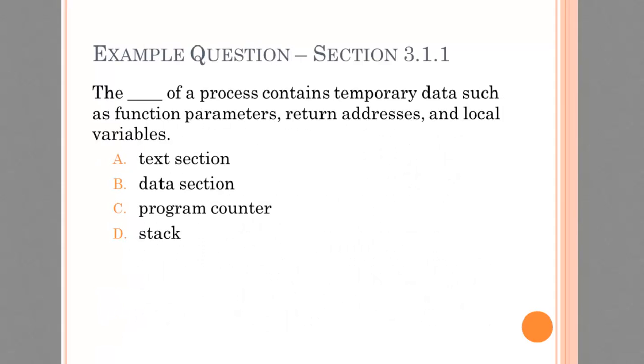Okay, here's some more. These were some example questions I gave you as well. I don't know if you did them. They were in the slides, so we'll go over the answers now. This is from Chapter 3. The blank of a process contains temporary data such as function parameters, return addresses, and local variables. What's the answer? Anybody?